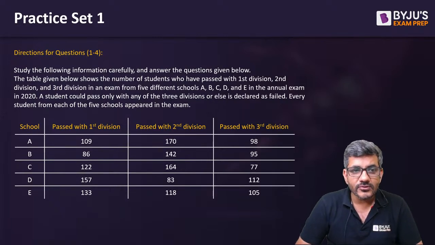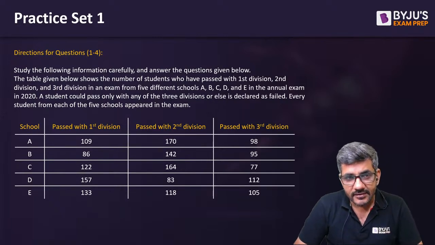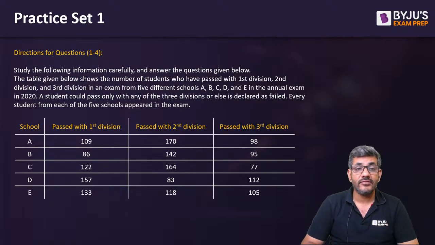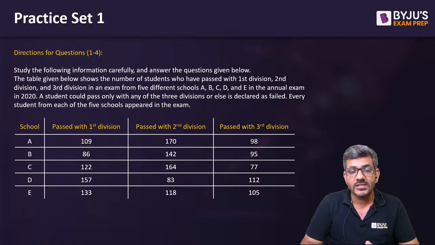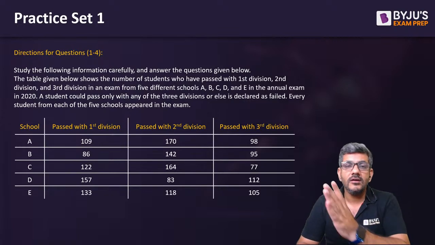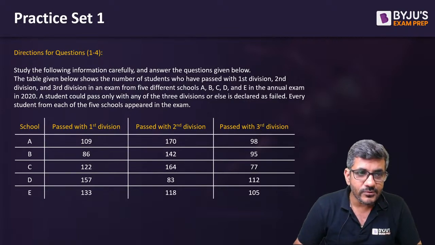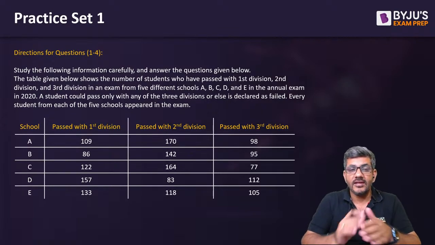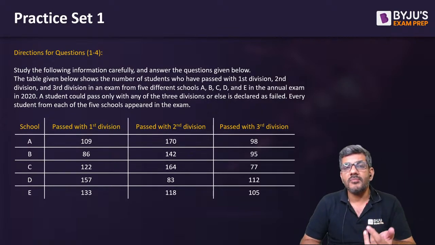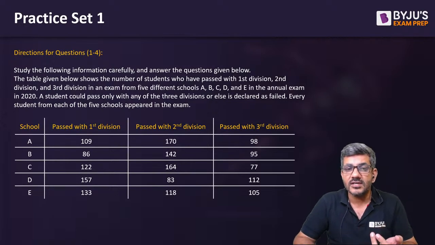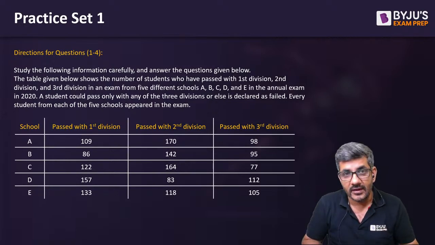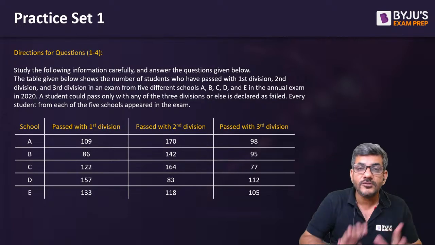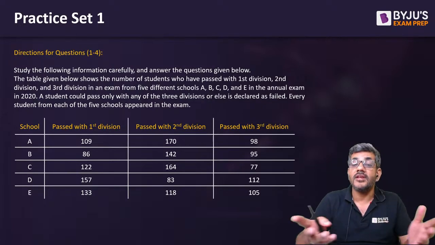A student could pass only with any one of the three divisions or else is declared as failed. So either a person will pass with first division or with second or with third or he will be failed. Every student from each of the five schools appeared in the examination. So we can say that the number of people getting first division, second division, third division plus the number of people who failed is equal to the number of students in a class, because everyone would have appeared.